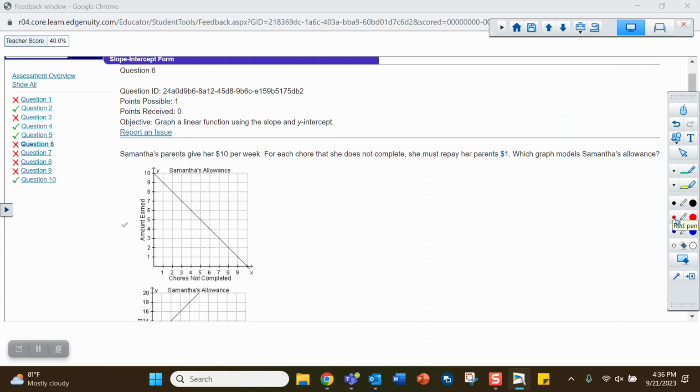So we're starting with $10 and we're losing $1 per chore, or 1x, 1c if you wanted to use c for chores. Maybe I'll switch that to c. So for every chore you don't complete, you lose $1. So for one chore not completed, you'd be at $9. 2 chores not completed, you are at $8. 3 chores, 7, 4, 6, and so on, all the way down to if you did not complete 10 chores, you would have no money. So that's the correct one.